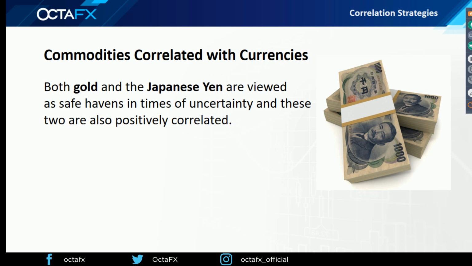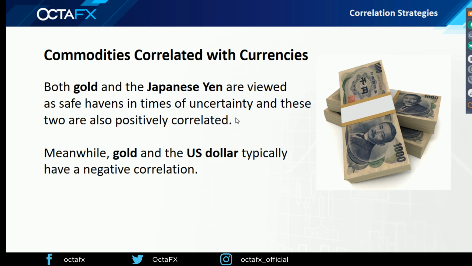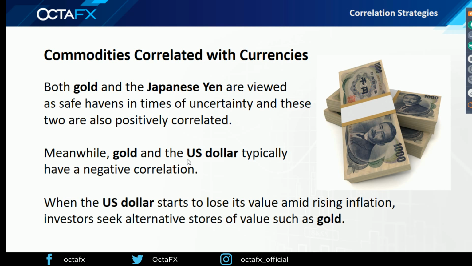Let's talk about gold and the Japanese yen. These are both viewed as safe havens in times of uncertainty, and they also have a high positive correlation. Meanwhile, gold and the US dollar have a not so strong, but historically negative correlation. When the US dollar starts to lose its value amid rising inflation, investors seek alternative stores of value, such as gold. This is the reason behind the relationship between gold and the US dollar.